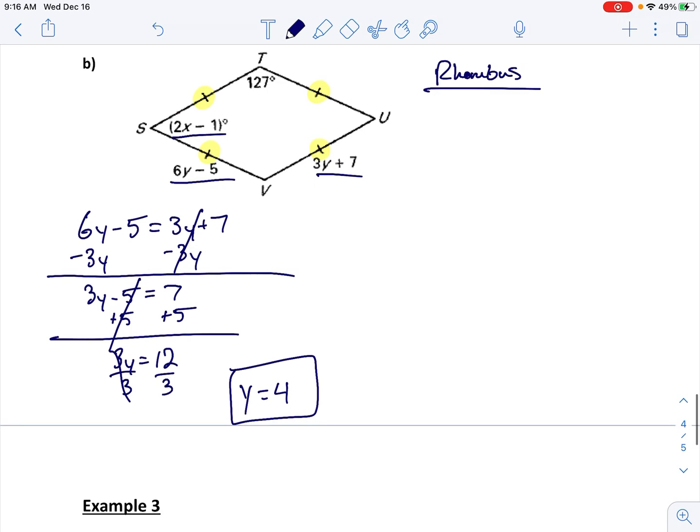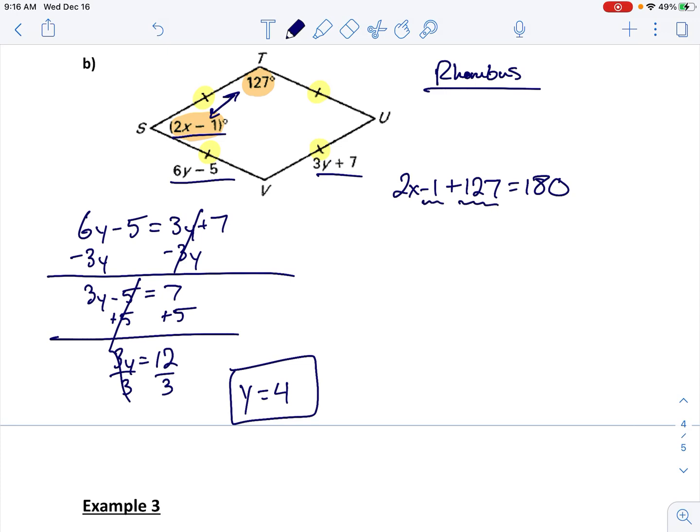So I see x here, and I see that it has a consecutive angle of 127. Now remember, this is a parallelogram. So it's a rhombus, which is a special parallelogram. So these consecutive angles have to add up to equal 180 degrees. So 2x minus 1 plus 127 has to equal 180. And that's the equation we can use to solve for x.